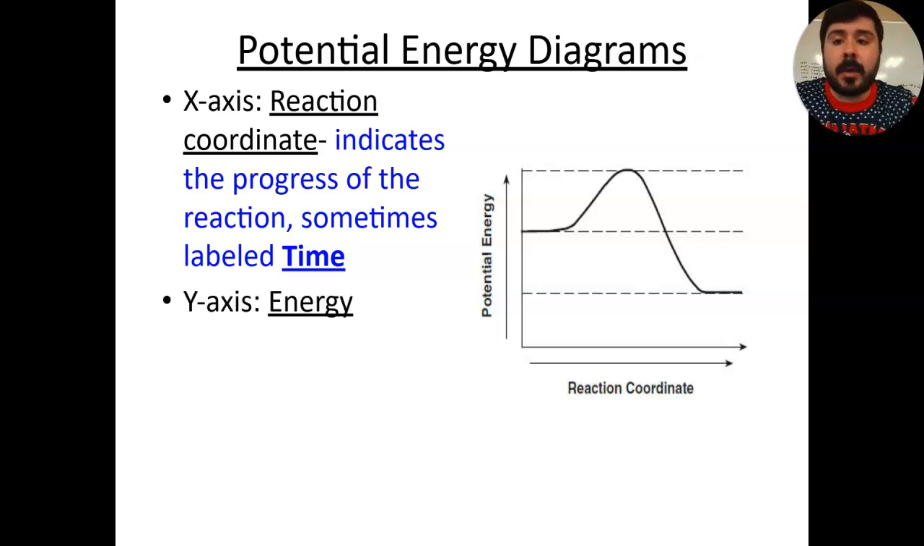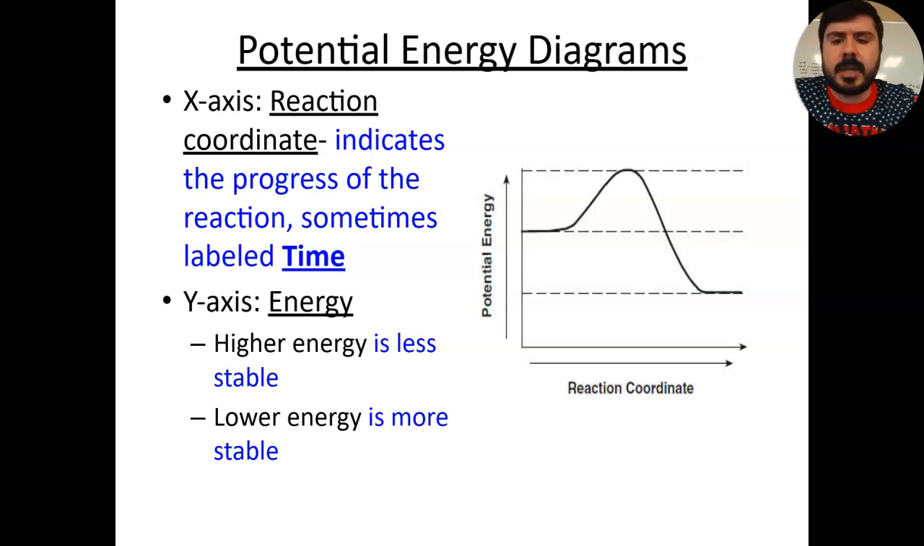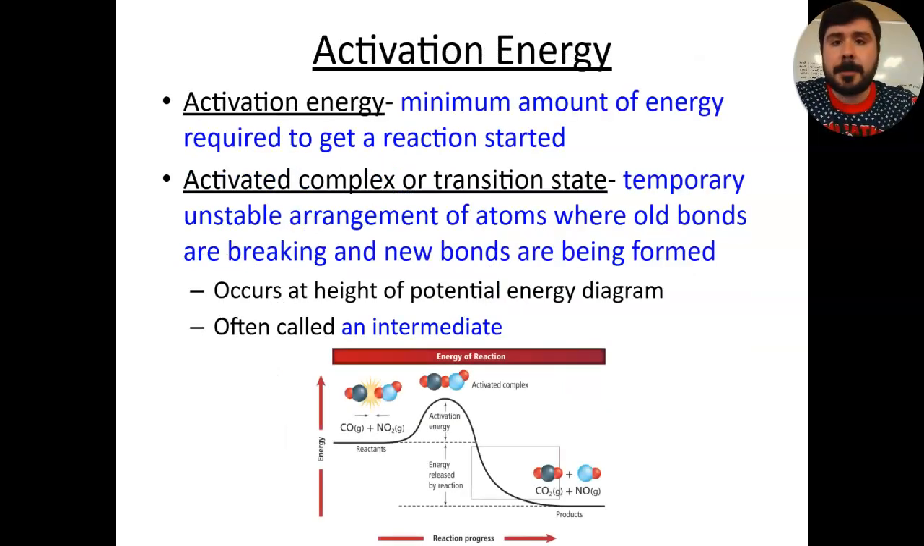Now the y-axis is, of course, going to be energy, in this case potential energy. A couple of things to note when it comes to the y-axis here. The higher your energy, the less stable this particular reaction is going to be, right? So when your energy is much higher on the y-axis on these potential energy diagrams, that's going to exhibit more unstable characteristics. Whereas, of course, the lower the energy is in that curve, the more stable that particular reaction is going to be, right? So it's all based on stability in terms of where the energy is at.